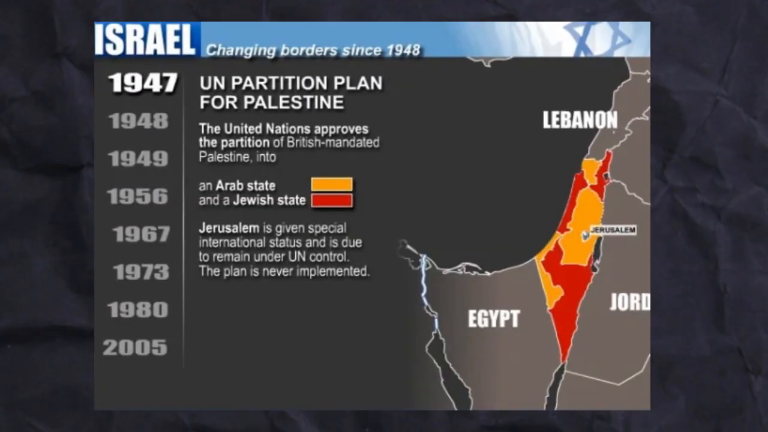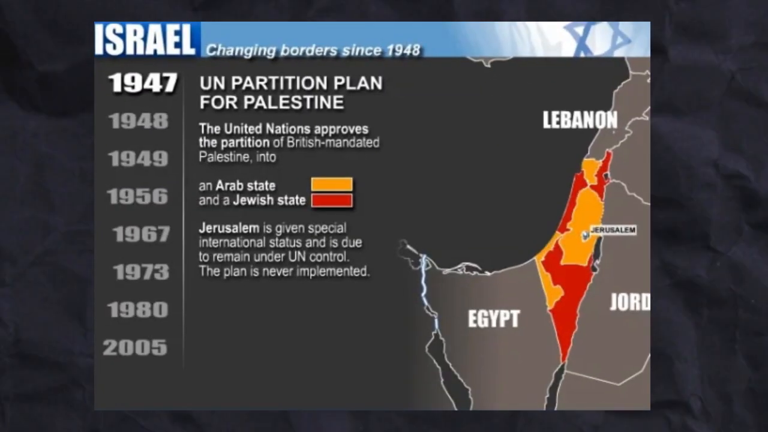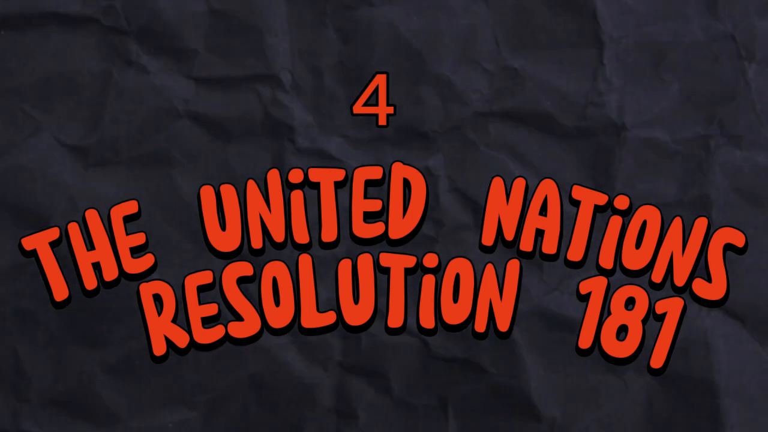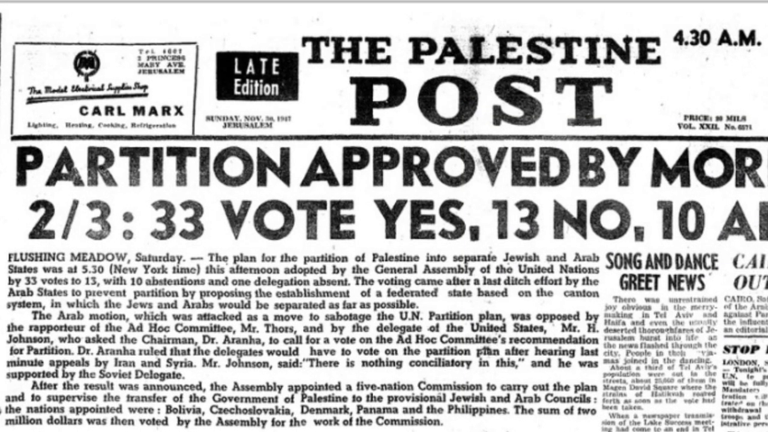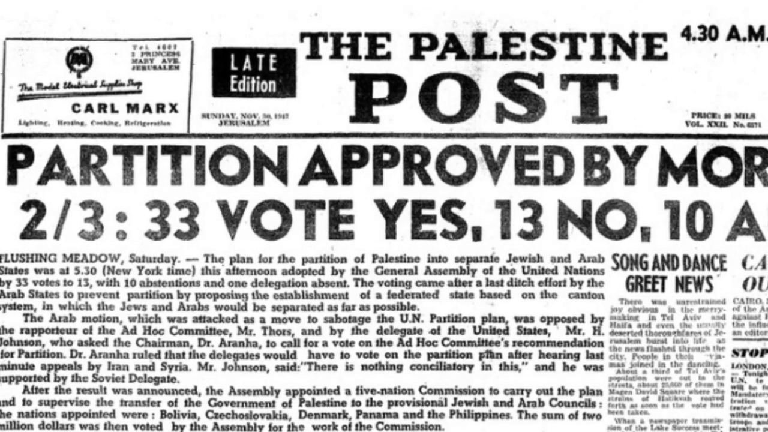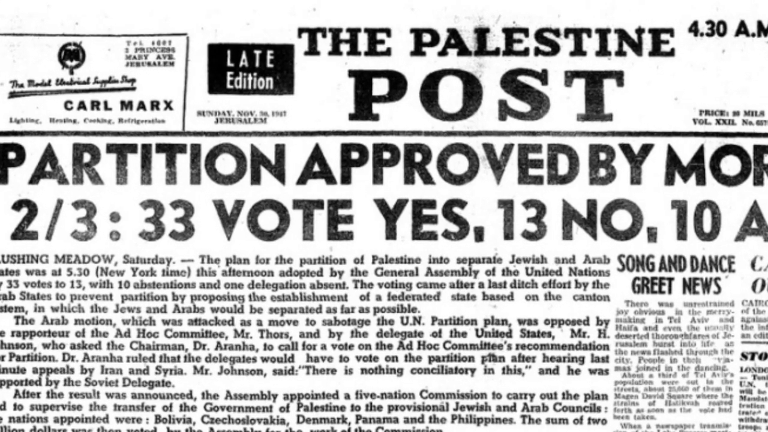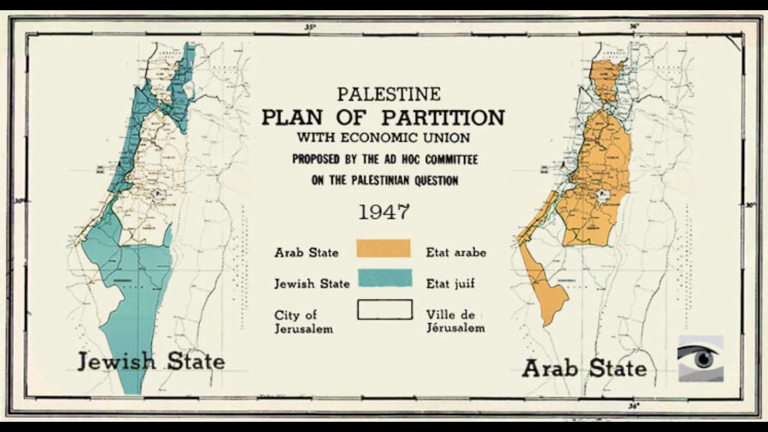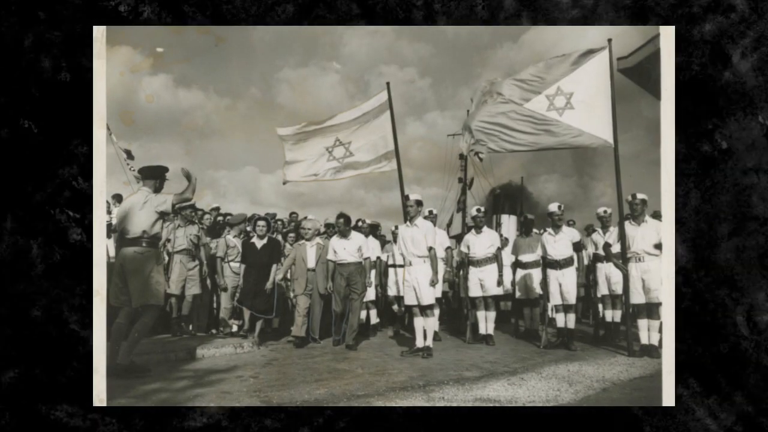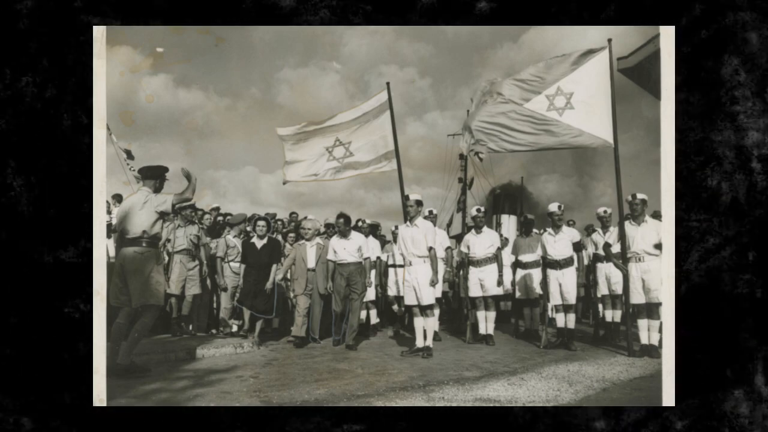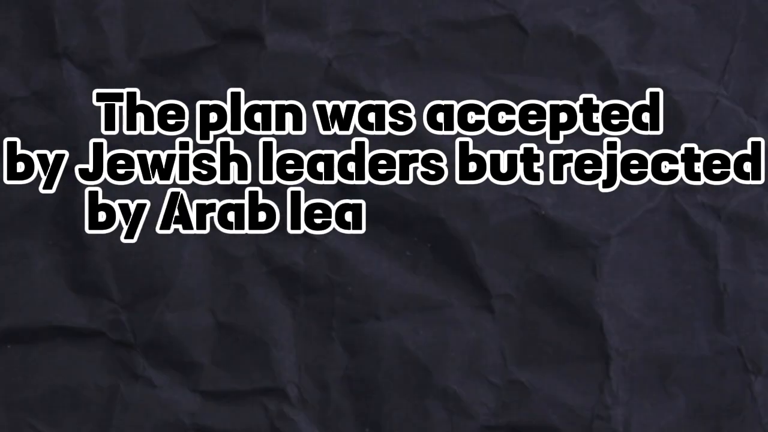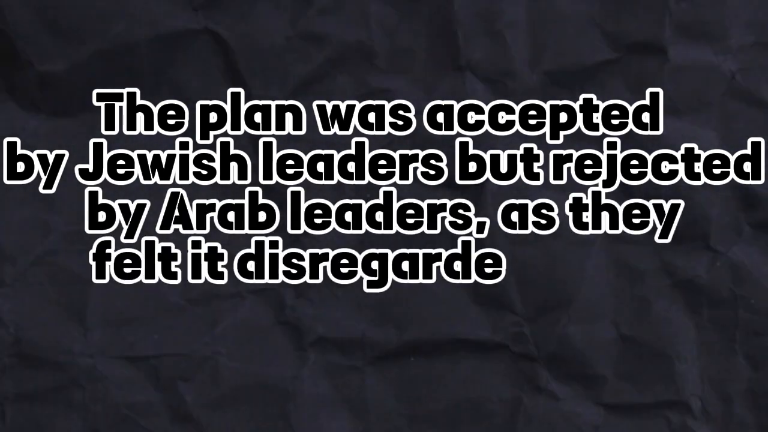The 1947 UN Partition Plan. 4. The United Nations Resolution 181. In 1947, the United Nations proposed a partition plan for Palestine, recommending the division of the land into separate Jewish and Arab states, with Jerusalem under international administration. The plan was accepted by Jewish leaders, but rejected by Arab leaders, as they felt it disregarded their rights and interests.